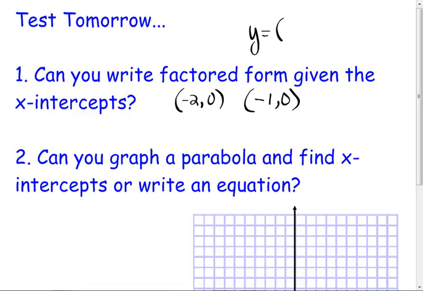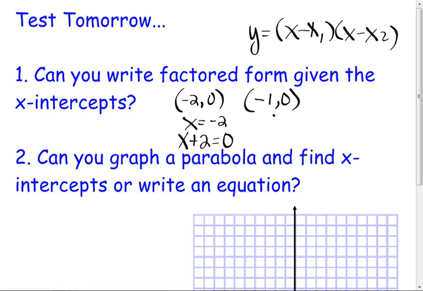It's y equals a times (x minus x1) times (x minus x2). Either you remember it or you say, well, x equals negative 2. So if I add 2 to both sides, x plus 2 equals 0. Here, x equals negative 1. So x plus 1 equals 0. And there's your equation. Y equals the product of those two: (x plus 2)(x plus 1). I like my method because you never mess up the signs, whereas here, I think you're going to mess up your signs.